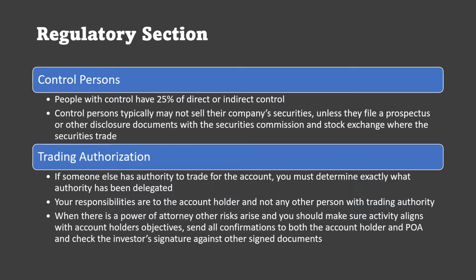And when there is a power of attorney, other risks do arise, and you should make sure activity aligns with the account holder's objectives. So you are going to be sending all confirmations to both the account holder and the power of attorney, and check the investor's signature against other assigned documents. But the main thing to remember with trading authorization is that your responsibility is always towards the account holder and not the power of attorney or the other person with trading authority.